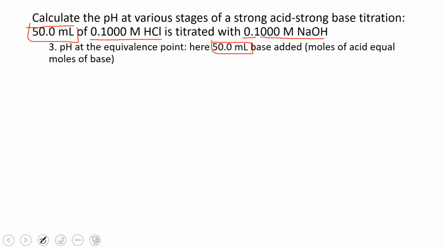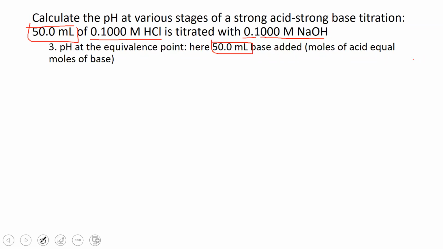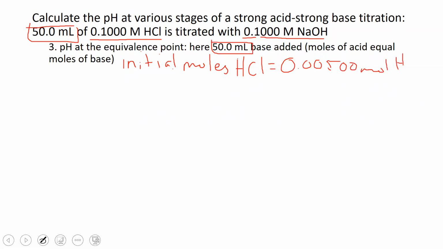Let's do the calculation to make sure we know. We take first the moles of acid that we got from the previous step, because we don't need to do that calculation again. So we've got 0.00500 moles of HCl, and that's our initial moles of acid.